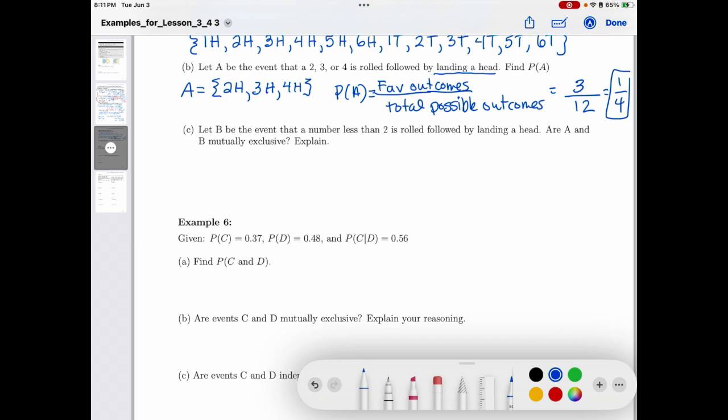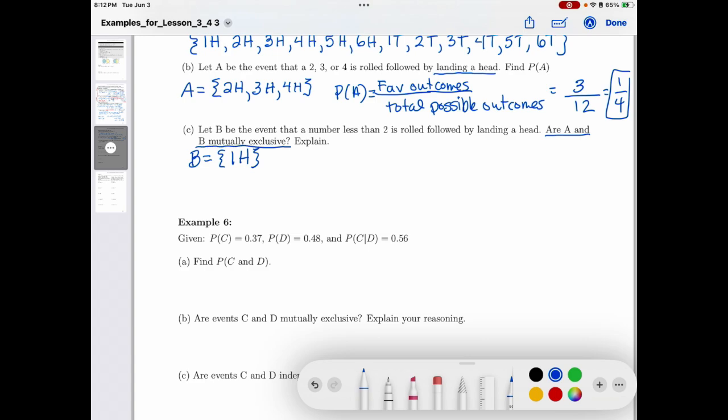Let's look at part C. Let B be the event that you get a number less than 2 when you roll the die, and then you get a head when you flip the coin. Event B can only be one possible outcome. There's only one number that's less than 2 on the die. That's 1. And then if we get a head when we flip the coin, only one possible outcome. It's outcome 1H.